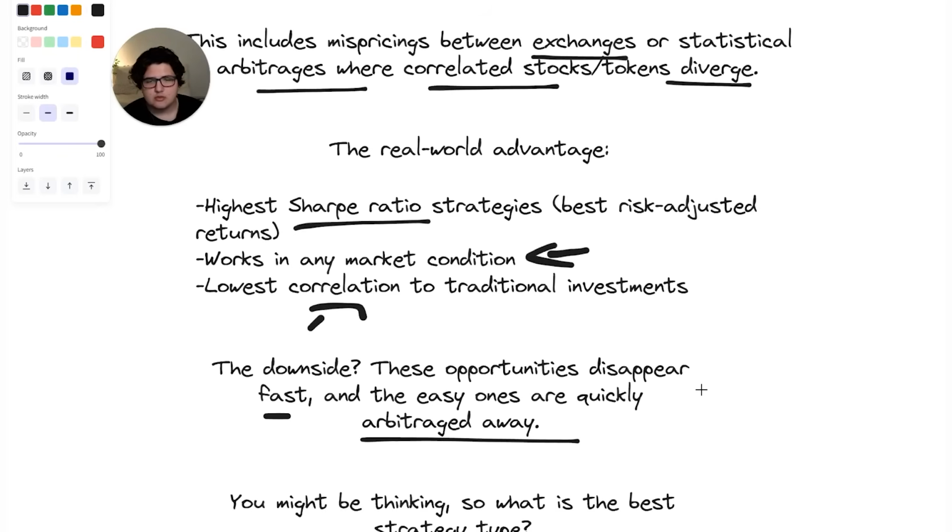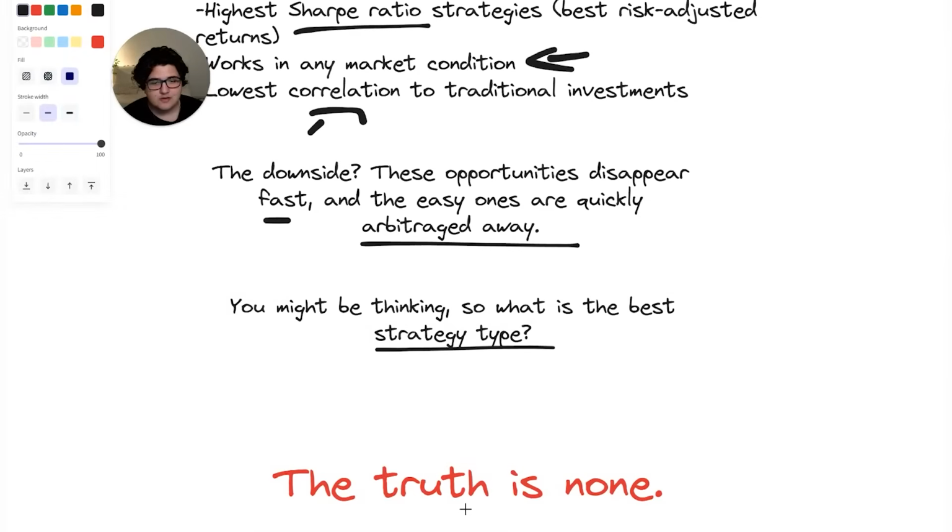Now, after going through all of this, you might be thinking, what is the best strategy type? Which one should you be using? Is there one that is 100% better than all the rest? Well, the truth is, really none of them is better than the others. They all have their own pros and cons, and as Jim Simons likes to say, everything has an opportunity cost, and that is very true in strategy types as well.